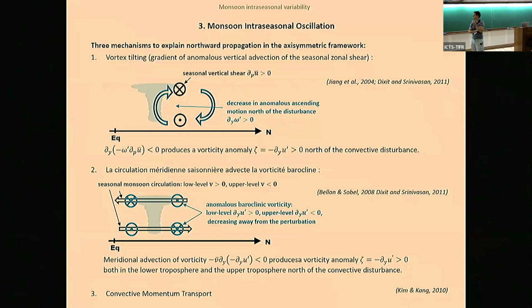And so, yes, we have a zoo of mechanisms, but we probably have a zoo of mechanisms in the real world. So we just need to document them, more and more, to explain more and more of the features of the northward propagation or the MISO in general. Thanks.